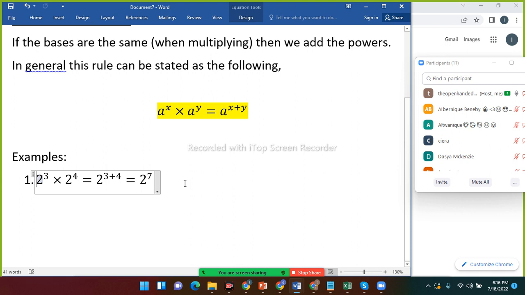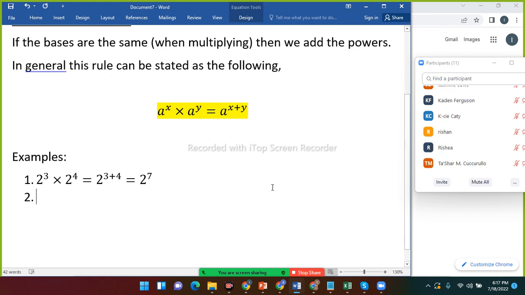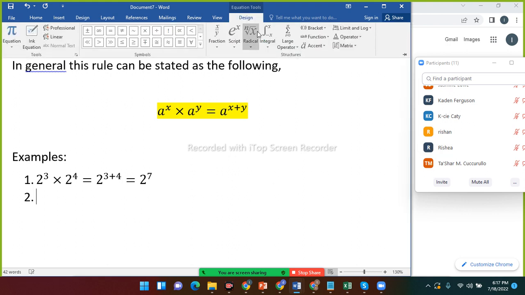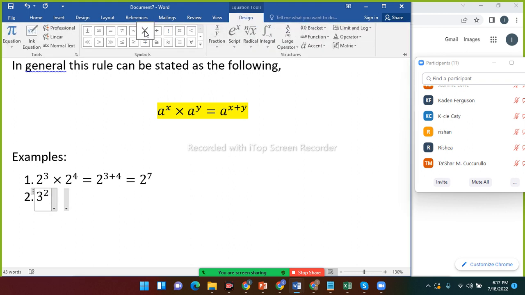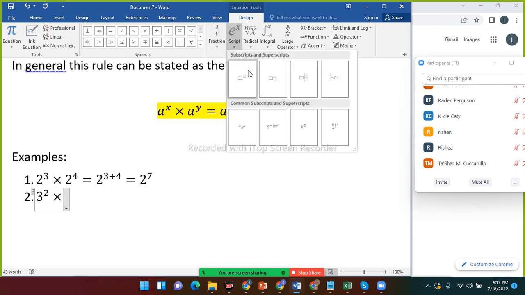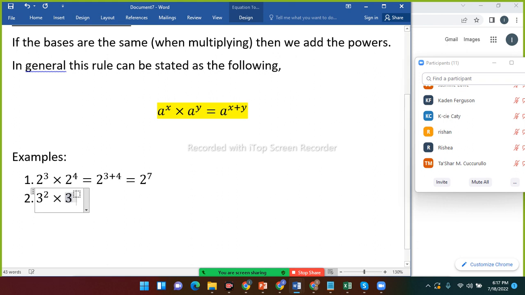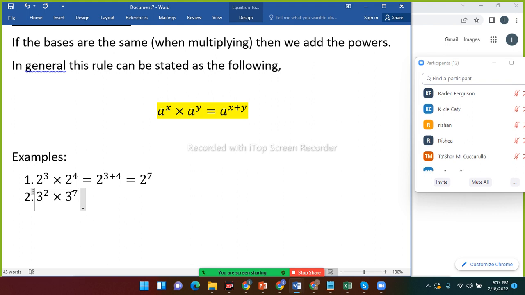All right, so let's do another example. Hopefully Rashay could be able to help me with this one. So say we have 3 to the power of 2 multiplied by 3 to the power of, let's not use 7, let's say 6. It's just going to be equal to, Rashay, 3 to the power of 2 times 3 to the power of 6. What's our answer?